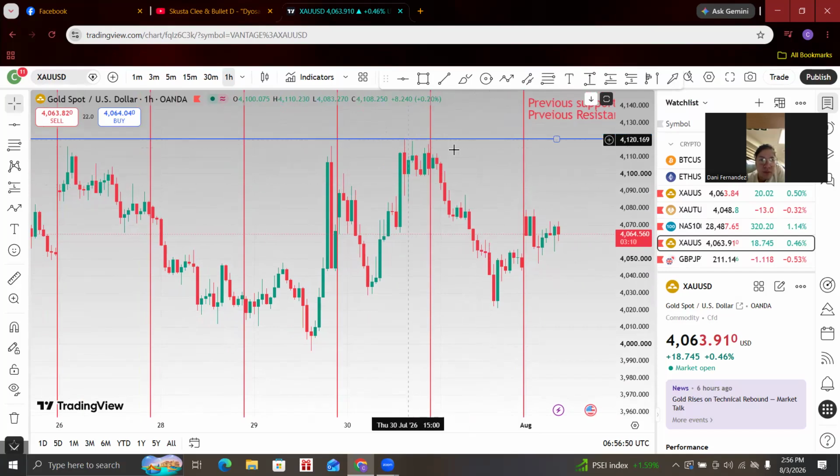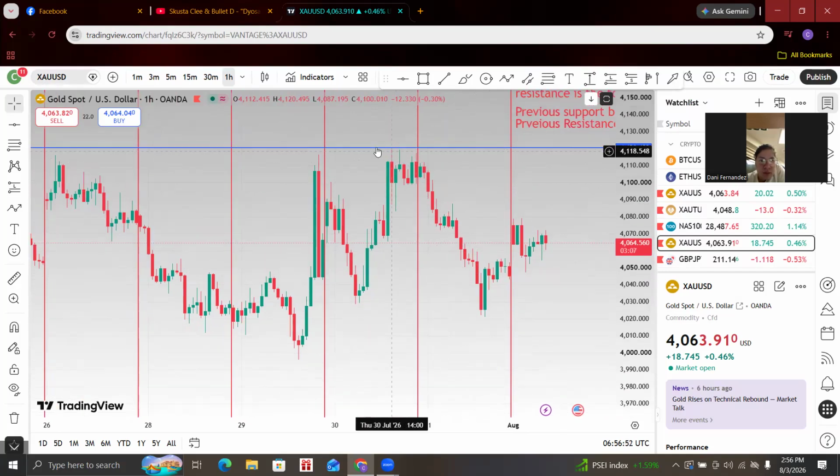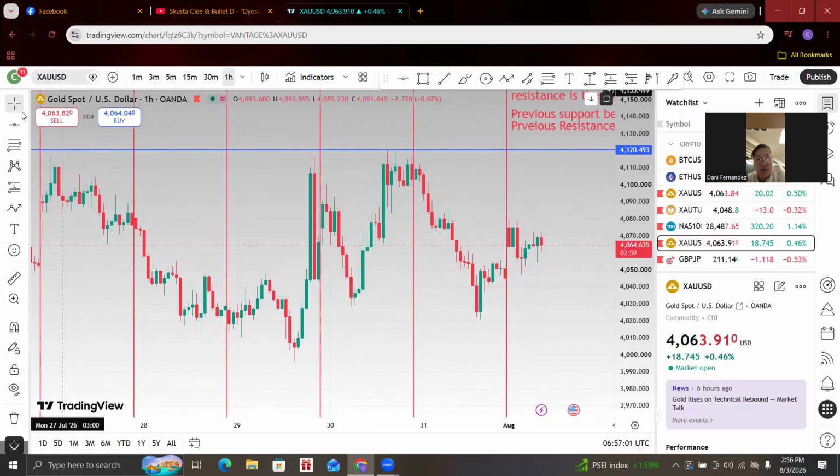So now you mark every rejection point. For example, this one. Don't mark it on the body, which is this one. Mark it always at the end of the wick. So just mark out every rejection point that you see.